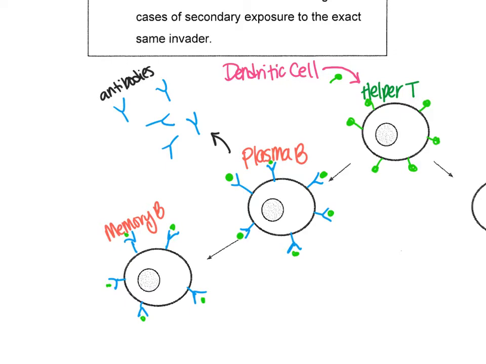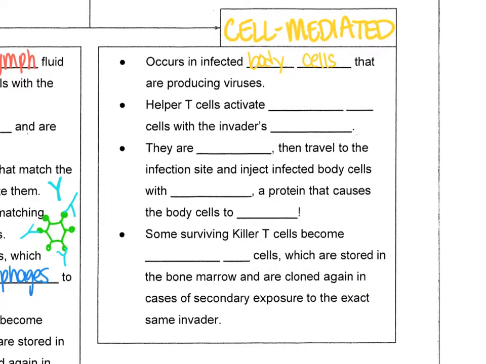So now that we've covered the humoral response that's occurring in the humors, or fluids, of the body, we are now going to dive into the cell-mediated response. So the cell-mediated response occurs in infected body cells that are producing viruses. Viruses are really fascinating because in order for viruses to reproduce, they basically are like zombies. They will attack the healthy cells of your body, and they will turn your cells into virus reproduction machines.